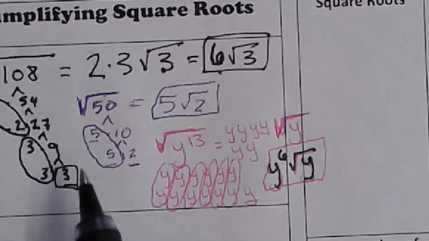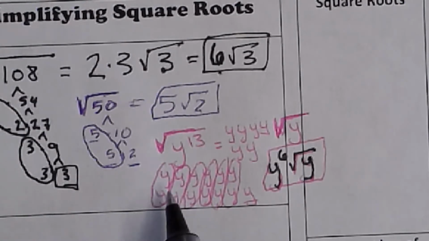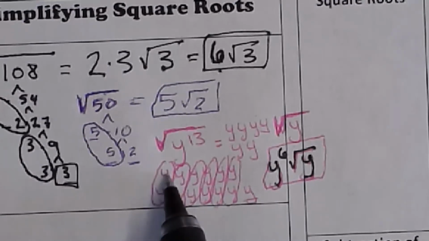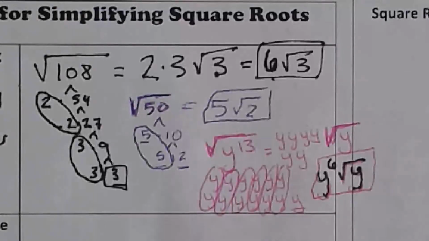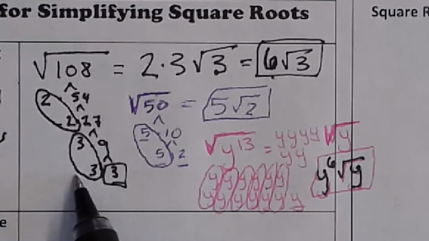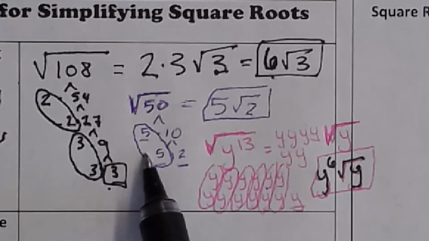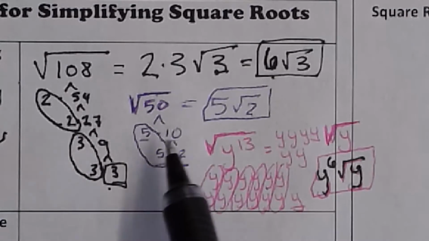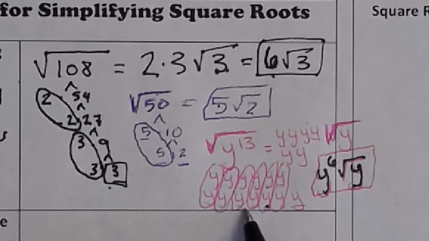Okay? Looking for pairs. Square root means pairs. Find all the pairs. Each pair, so 1, 2, 3, 4, 5, 6 pairs of y's means 6 came out. On this one, I had 1 pair of 2's, 1 pair of 3's. 3 was left inside. This one I had 1 pair of 5's, 2 was left inside. So 1 pair of 5, 1 5. 6 pairs of y's, 6 y's came out. Okay?